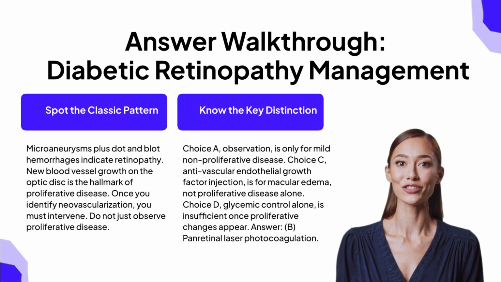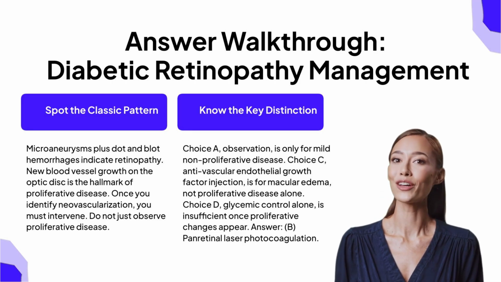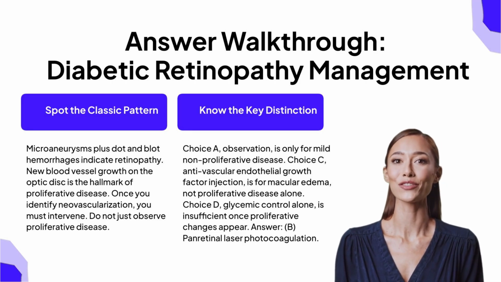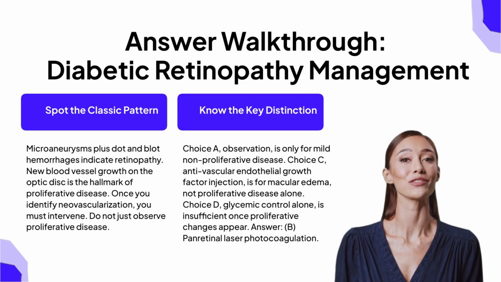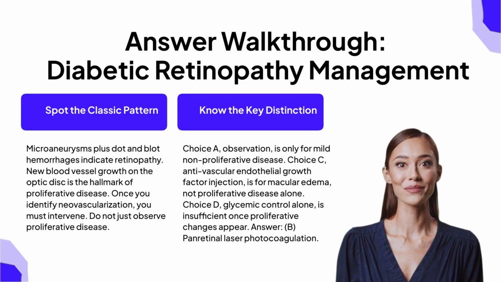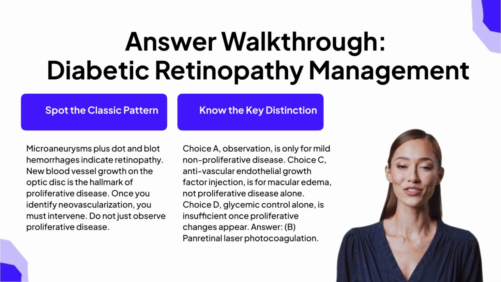Step 1. Spot the classic pattern. The patient has microaneurysms and dot and blot hemorrhages, which tell you there is diabetic retinopathy. But the critical finding is the new blood vessel growth on the optic disc. That is neovascularization, and it means this patient has proliferative diabetic retinopathy.